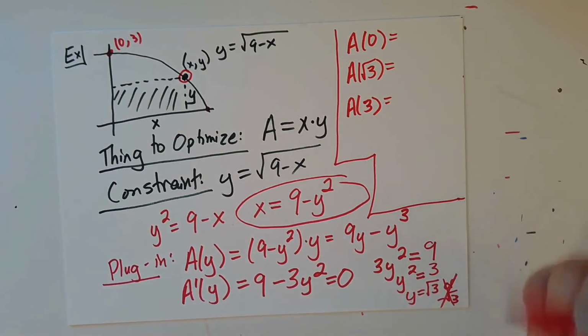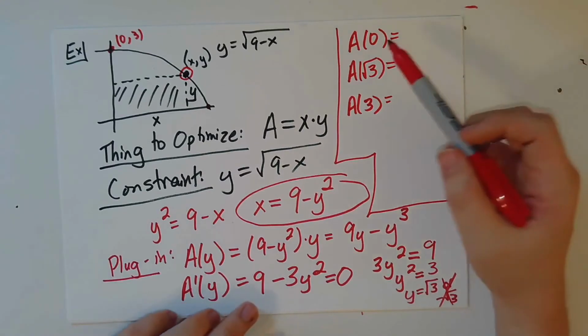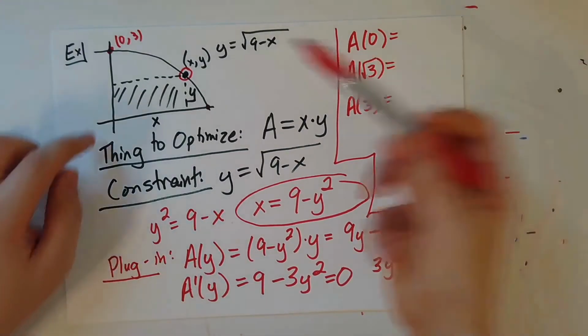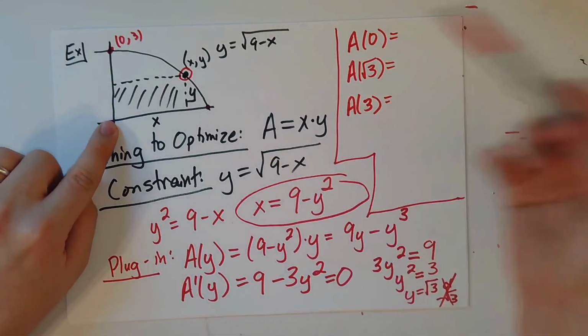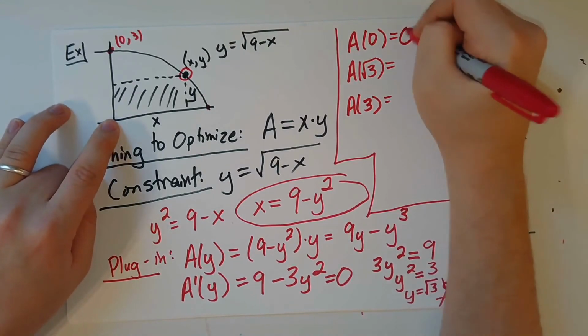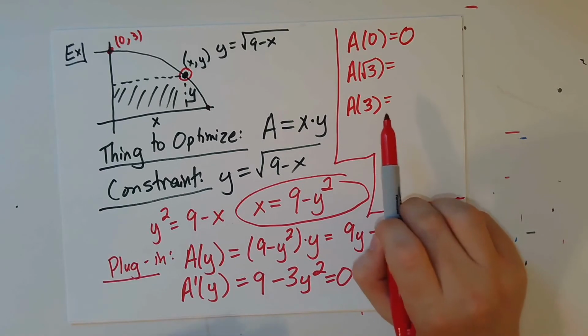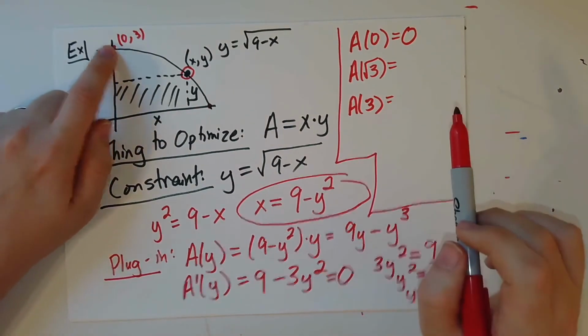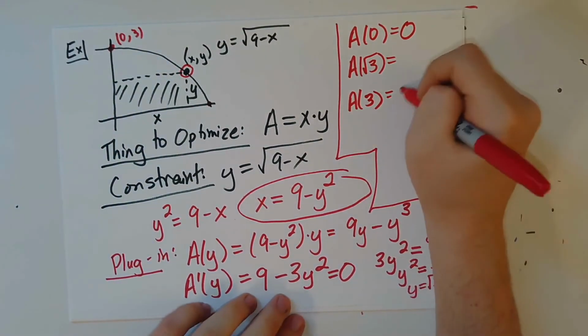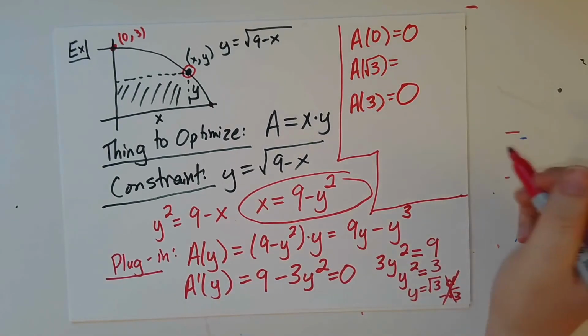As is a familiar theme that seems to come up a lot, if y is 0, then this rectangle has 0 height, and hence the area is 0. If y, on the other hand, is 3, then x is 0, and the rectangle has 0 width, and so the area is 0.